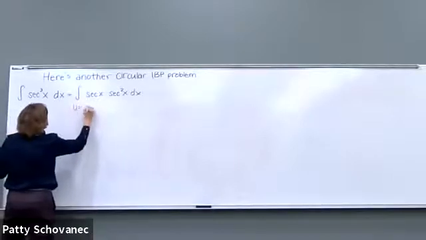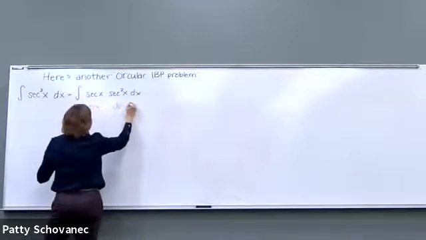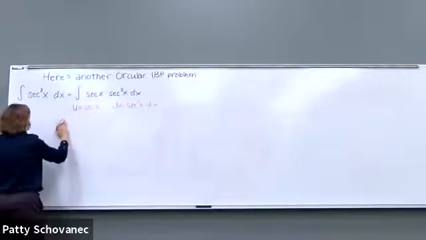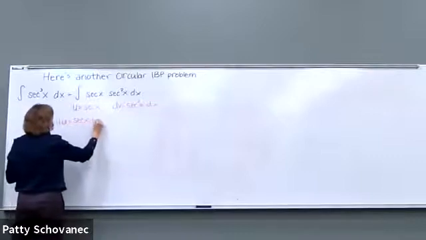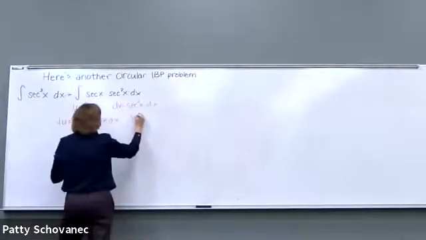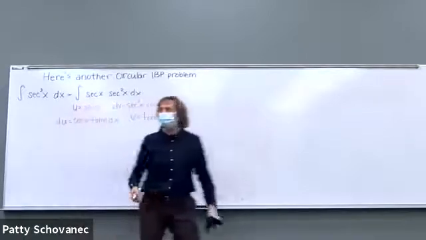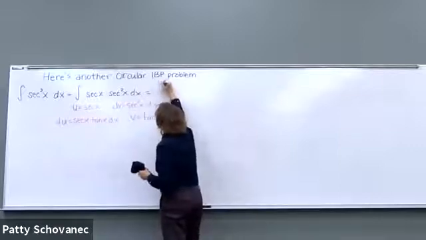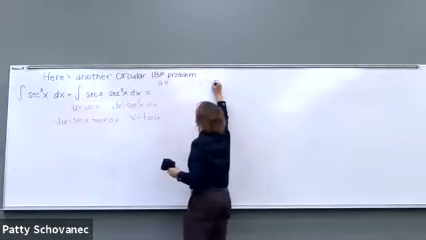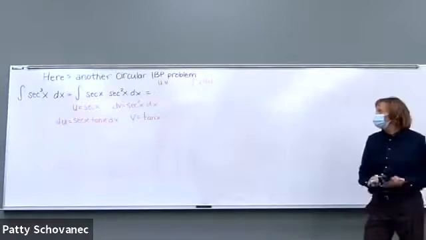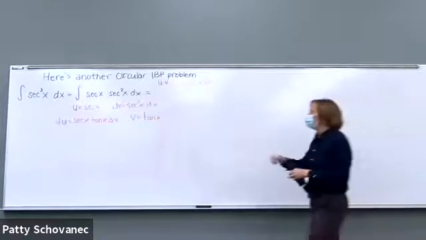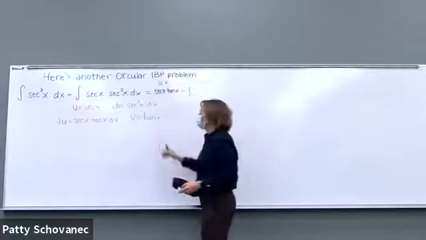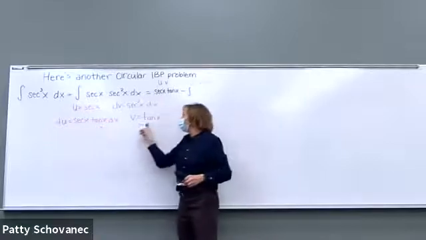We take u to be the secant of x, and dv to be the secant squared of x dx. The derivative of the secant of x is the secant of x times the tangent of x. And the integral of secant squared is a tangent. So now let's write down our integration by parts. Over on this side, we're going to put uv minus the integral of v du, with the hope that the v du integral is easier. So u times v gives me a secant of x times a tangent of x, right here. Minus the integral of v times du. So I'm going to have a secant times a tangent squared.